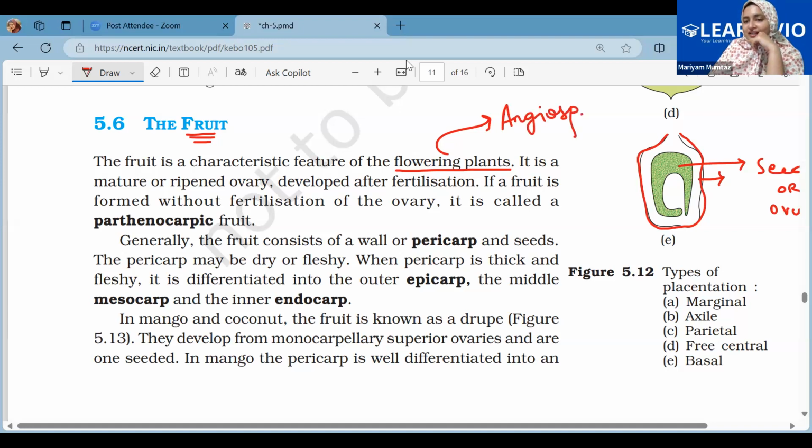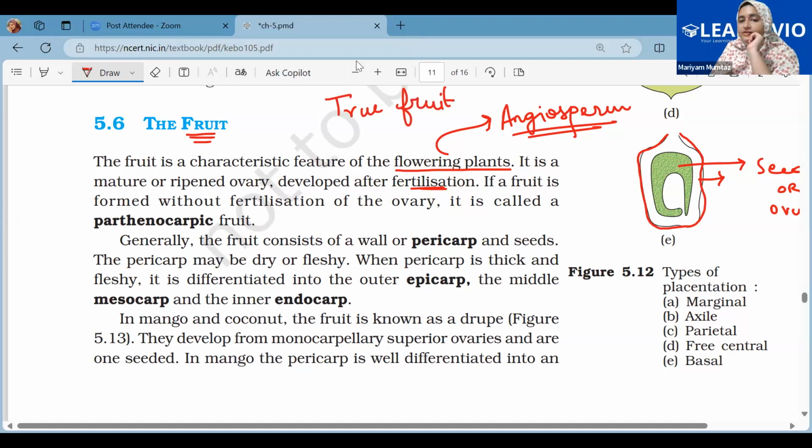Angiosperms. Correct. Whenever fertilization has been completed, the ovary ripens. The ovary matures and forms a fruit. It develops after fertilization, meaning after the fusion of the male and the female gamete is done. All those fruits that are formed as a result of fertilization, we'll call true fruits.